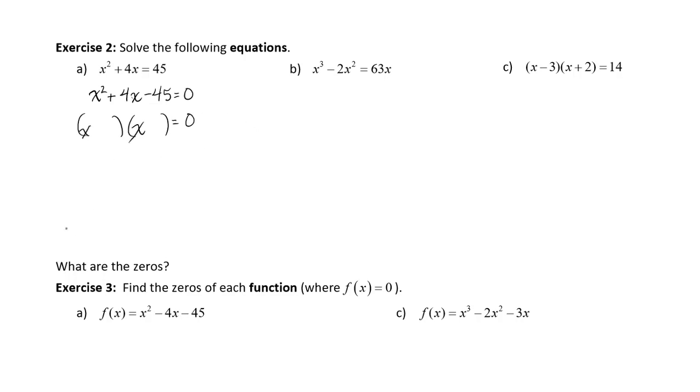I'll have an x and an x. I need something that will multiply to negative 45 and add to positive 4. I'm going to go with 9 times 5, which is 45, and hope that it works.